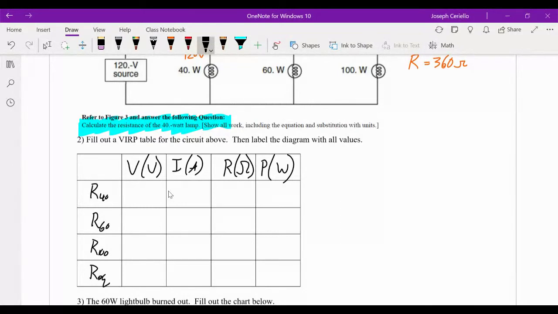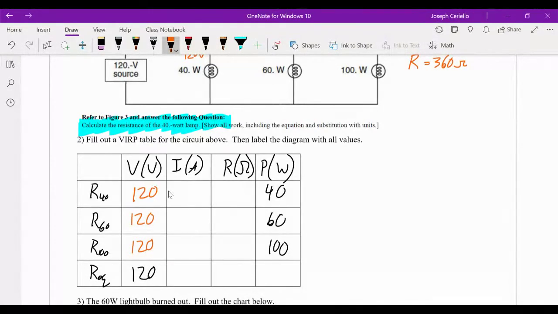All right, so our voltage of the battery is going to be 120 volts. Our powers are going to be 40, 60, and 100. I don't know if we can add up the power, so don't do that yet. We'll see. So this is a parallel circuit, so we know that all the voltages are the same. So that's our first step.